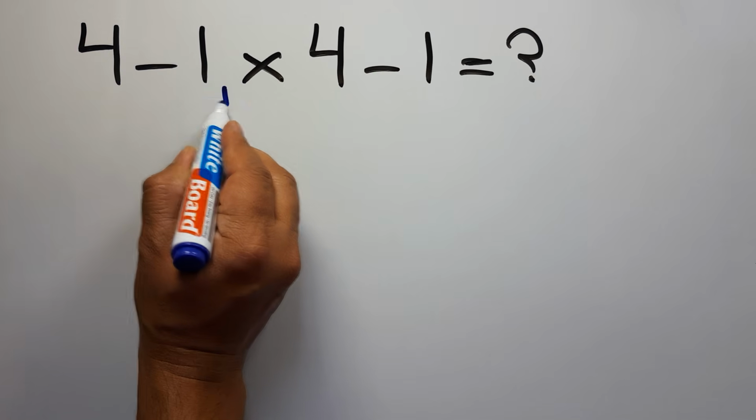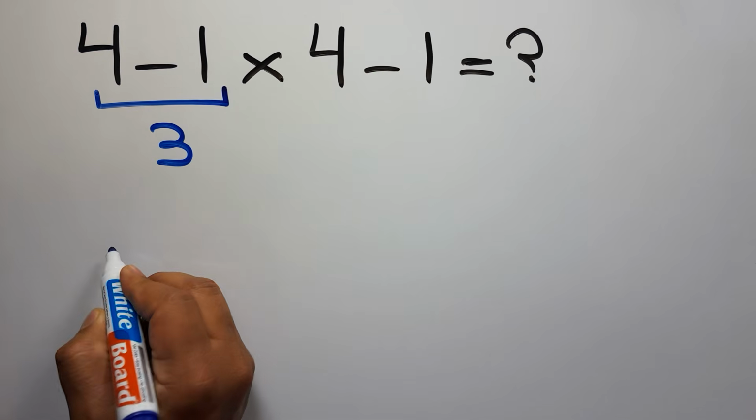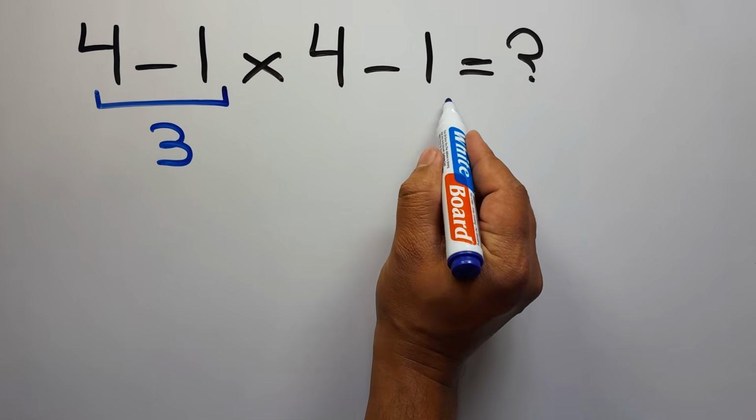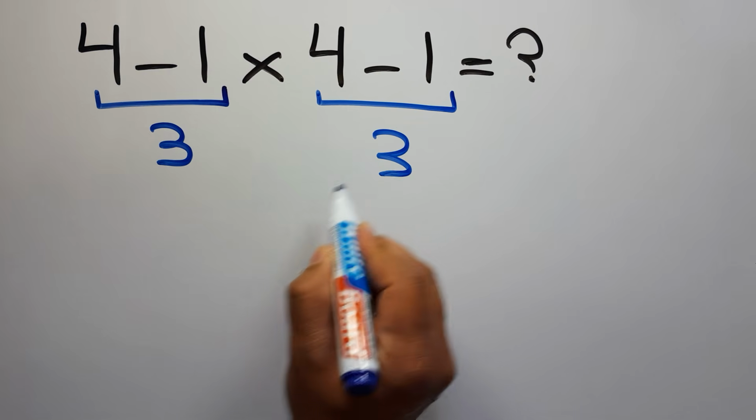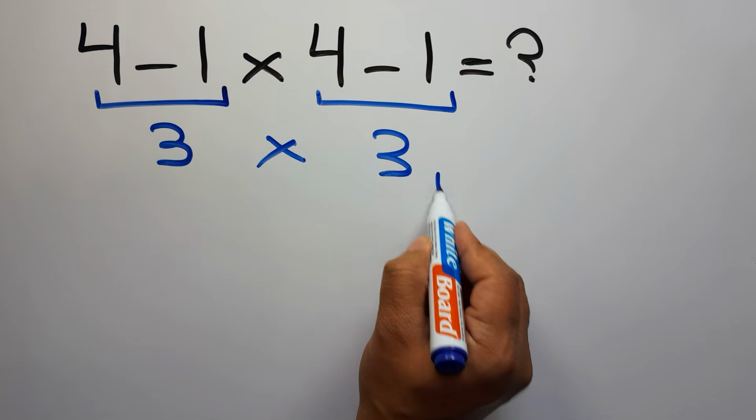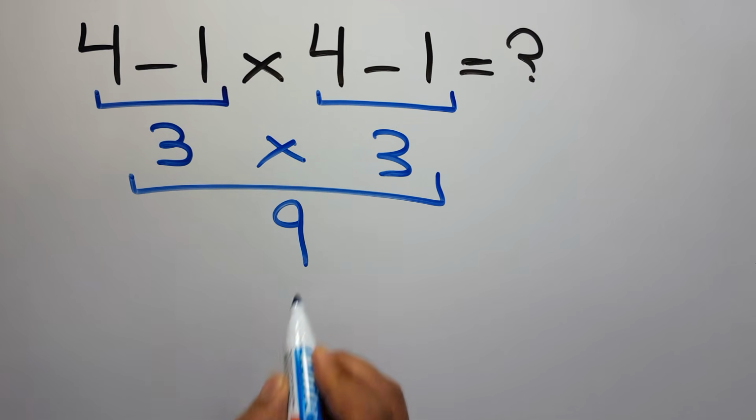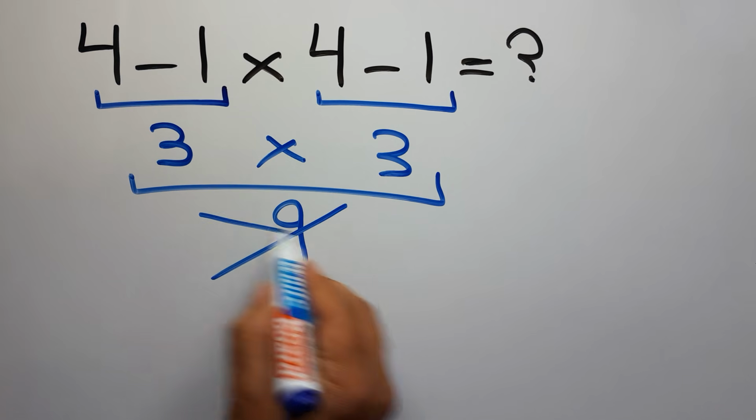4 minus 1 gives us 3. And again here we have 4 minus 1. So 3 times 3 equals 9. But this answer is not correct.